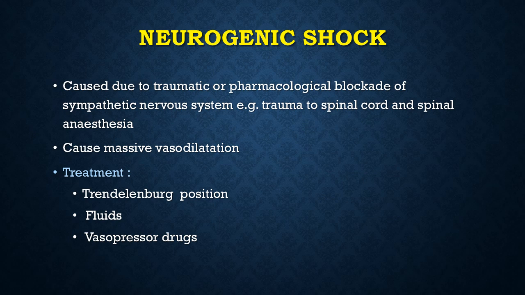Neurogenic shock is caused due to traumatic or pharmacological blockade of the sympathetic nervous system. If you remember, there is a sympathetic chain on both sides of the spinal cord. So, in trauma to the spinal cord, or in case of spinal anesthesia, the effects may affect the sympathetic chain, and this too causes massive vasodilatation and peripheral pooling of the blood. The treatment is again Trendelenburg position, give IV fluids and vasopressor drugs, and occasionally you have to give atropine also.